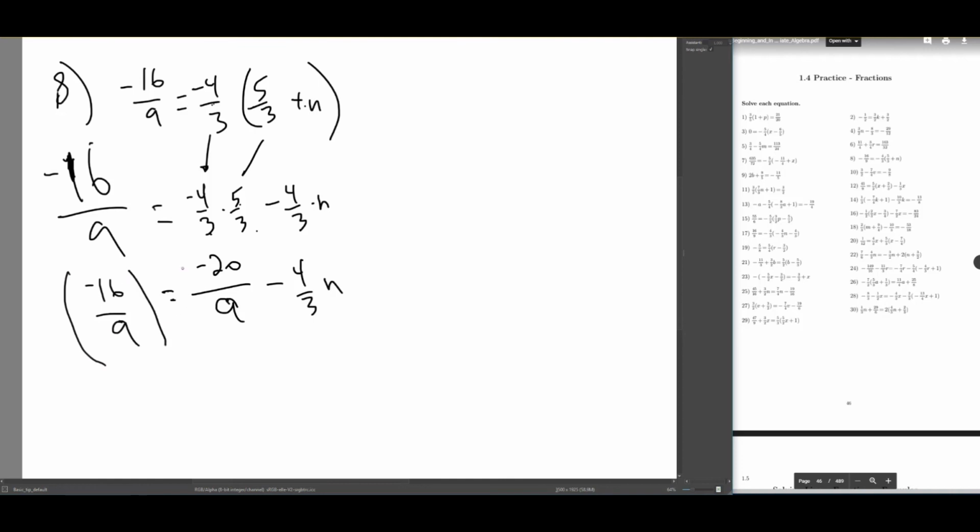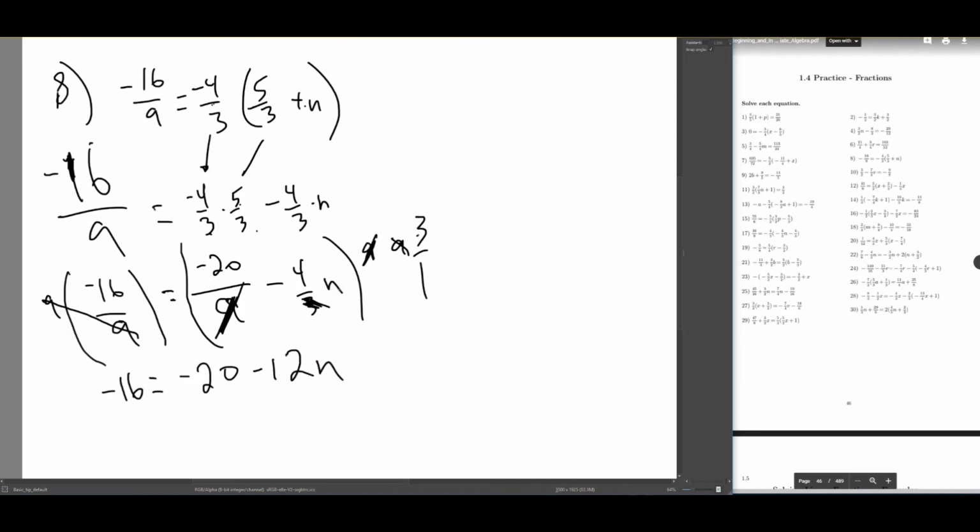So what I'm going to do is multiply both sides by 9. If we do the same thing to both sides, there's no problem. We maintain the equality of this equation. So this erases. This becomes minus 16 equals 9 divided by 9. This erases. That becomes negative 20. If I put another 9 here, 9 divided by 3 equals 3. So that's 3 over 1 really. So negative 4 times 3 equals negative 12n.